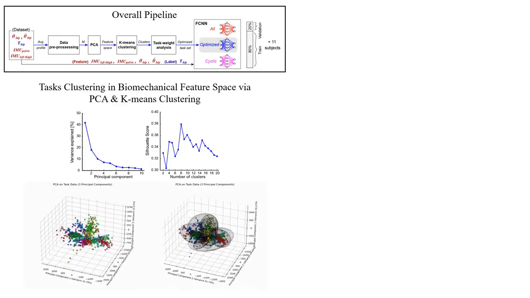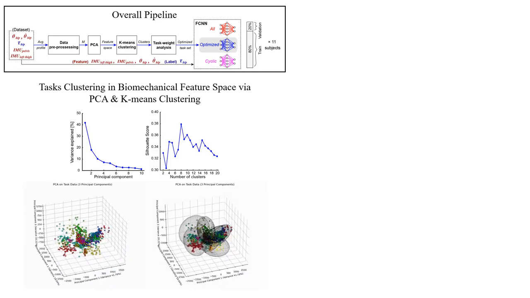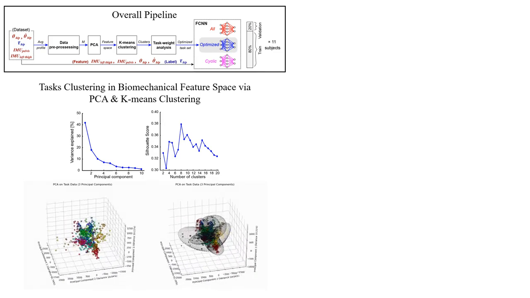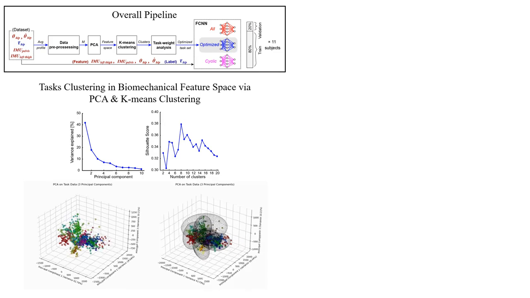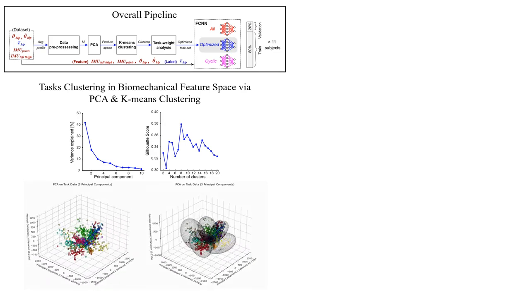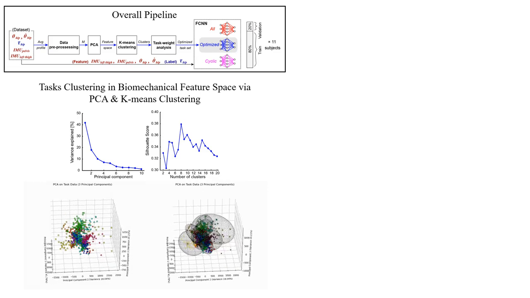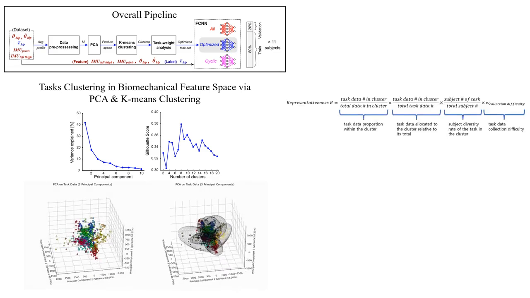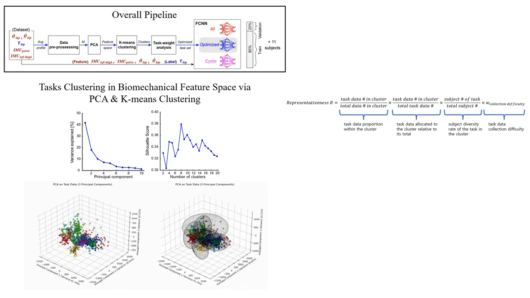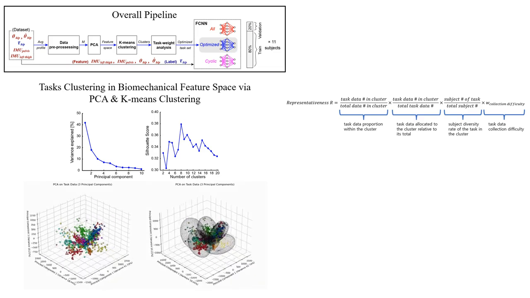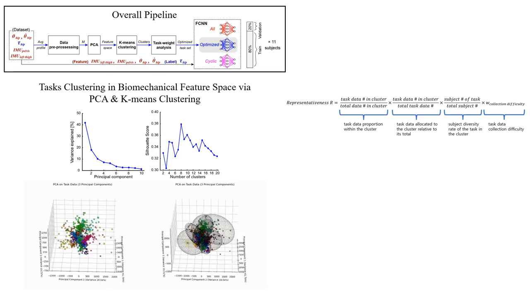These are the variances explained by each principal component and the silhouette score assessment for K clusters. Based on this result, we created a 3-dimensional biomechanical feature space and 8 clusters of different task data points. Since each cluster contained a different task, we developed a task weight analysis formula to calculate R, the representativeness of a task for a cluster.